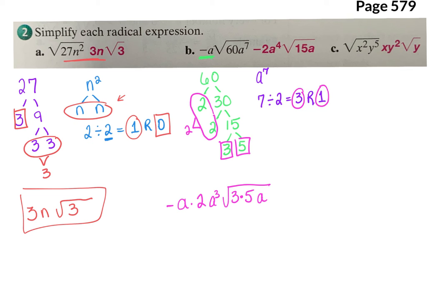And so when you simplify this, you're going to multiply everything on the outside. So I have a negative on the outside, and then I have this 2, and then I have a times a cubed. Remember, you add your exponents here, so that's a to the 4th. I have 4 a's. And then on the inside, I have 3 times 5, 15 times a, which is where I get the negative 2a to the 4th square root of 15a.